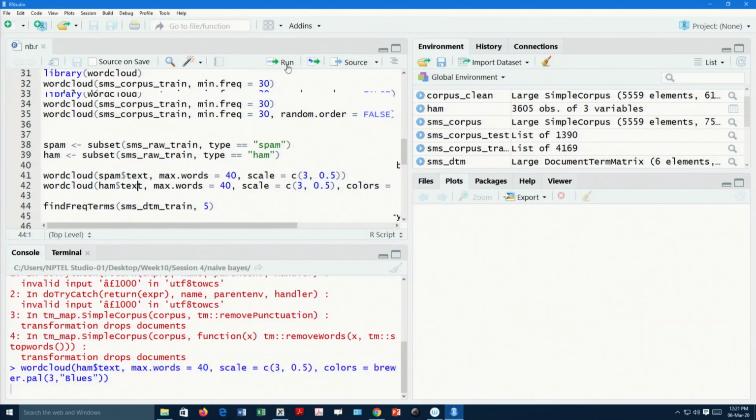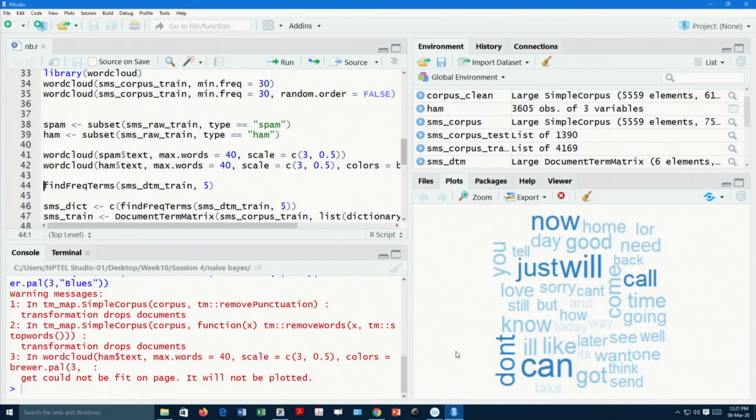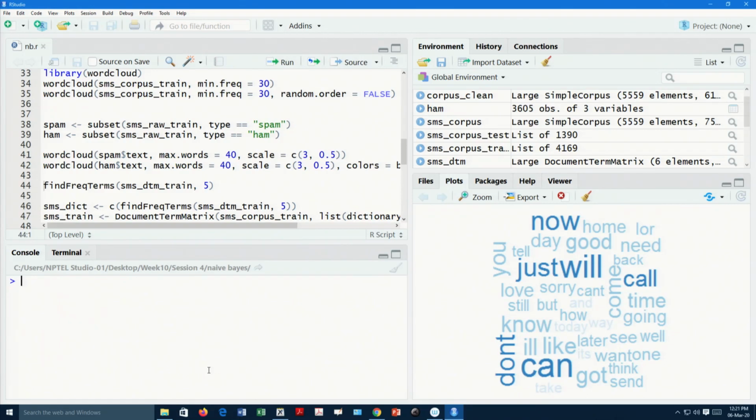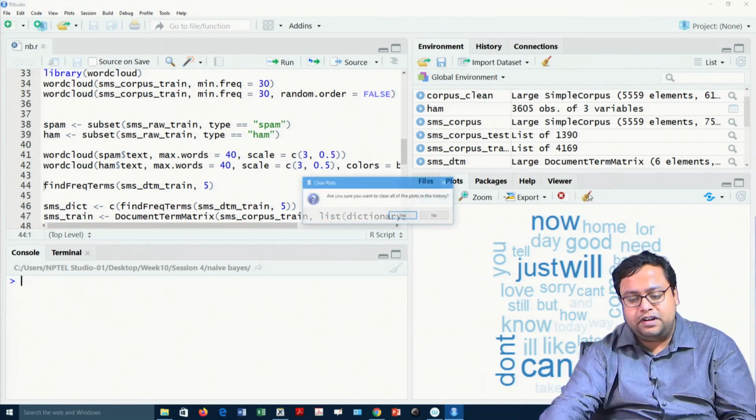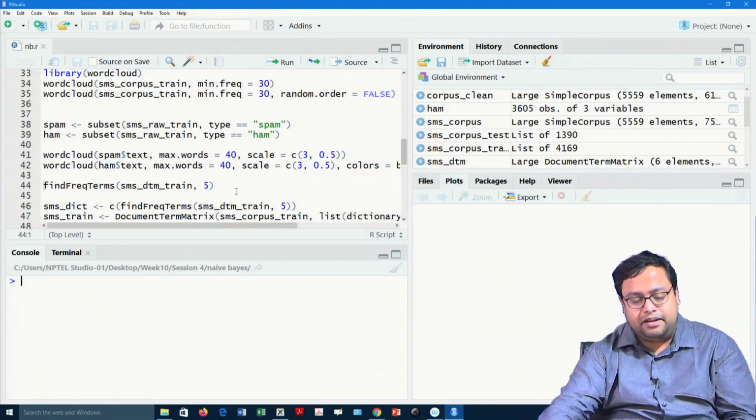Just remember these words. And for ham, the words that are coming up are just, will, don't, can. So, call and now are the same, but claim or let us say mobile, these words are going away. So, there is some difference between the words that are common. That suggests that words can be one variable to use. I have also shown how to create very beautiful word clouds which can be used for your reporting purpose.